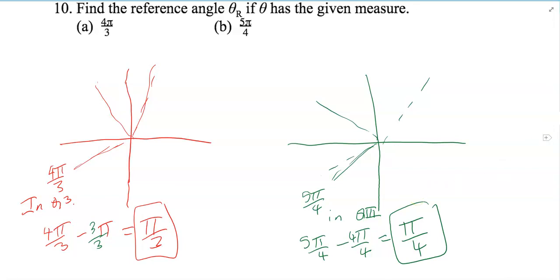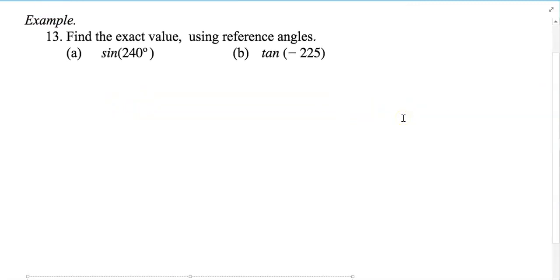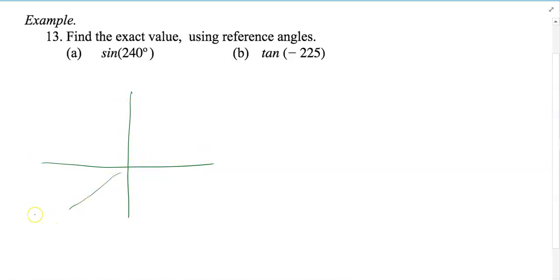Okay, let's go with another example. We want to find the exact value of sine of 240. So we want to find out where 240 degrees is. 240 degrees is somewhere in quadrant 3. And what we want to do is find the reference angle for 240.